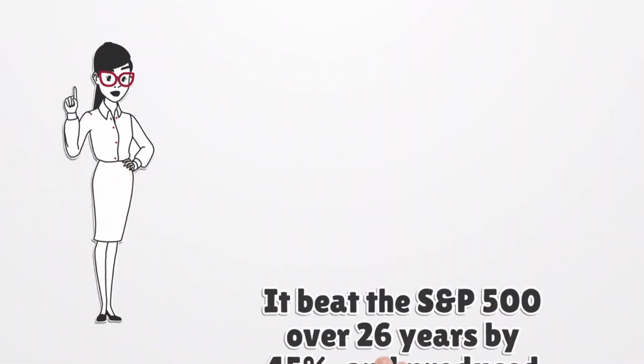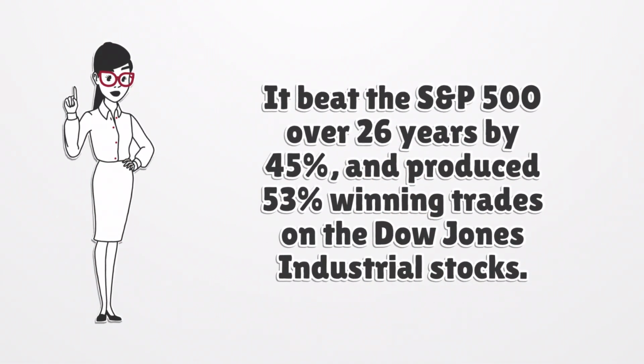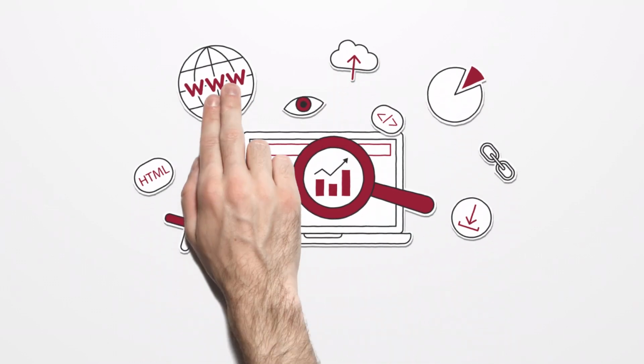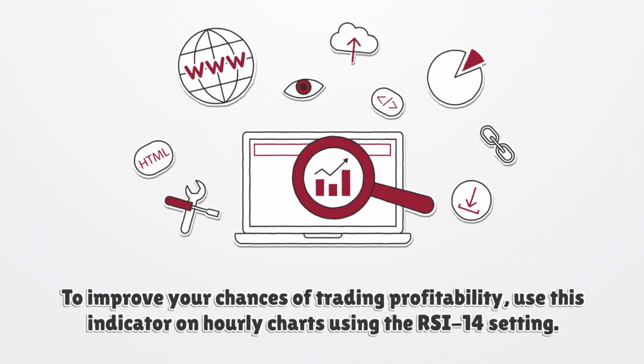Overall, using RSI as a trading indicator is a winning strategy. It beat the S&P 500 over 26 years by 45%, and produced 53% winning trades on the Dow Jones Industrial stocks. To improve your chances of trading profitability, use this indicator on hourly charts using the RSI 14 setting.